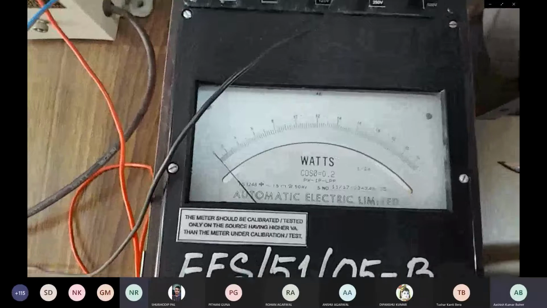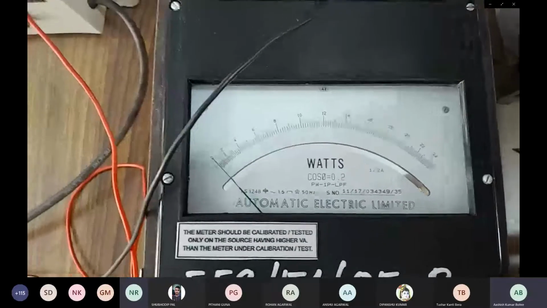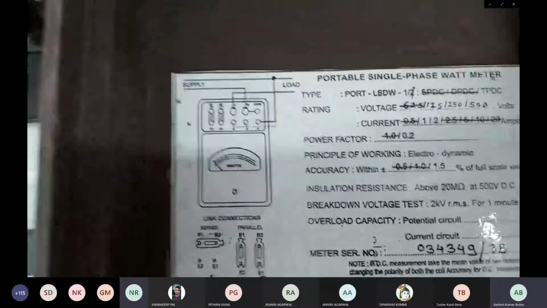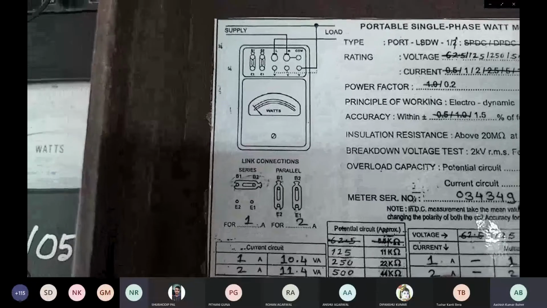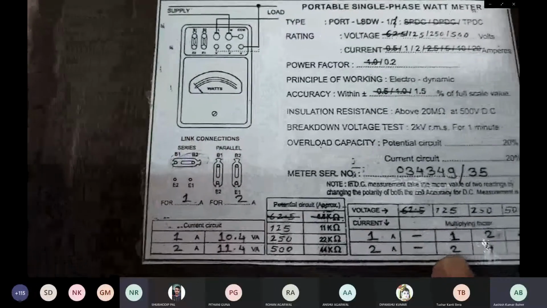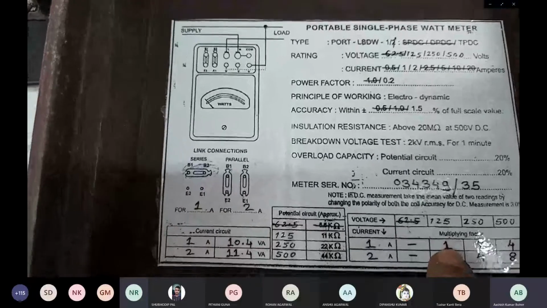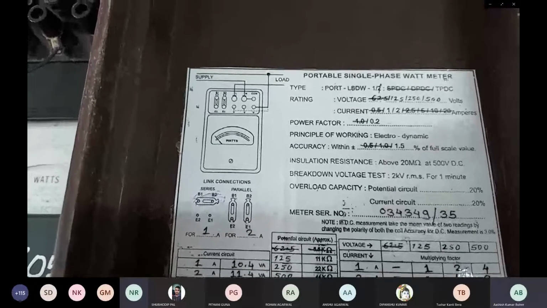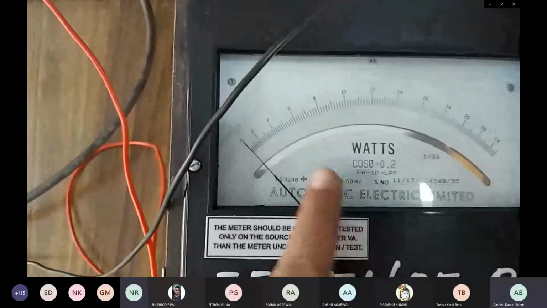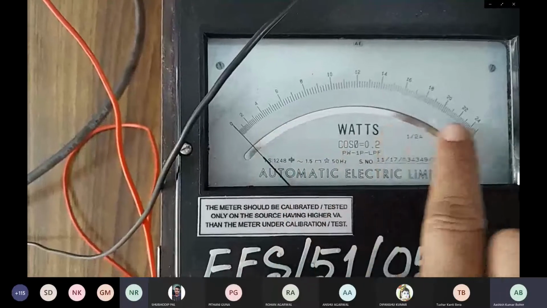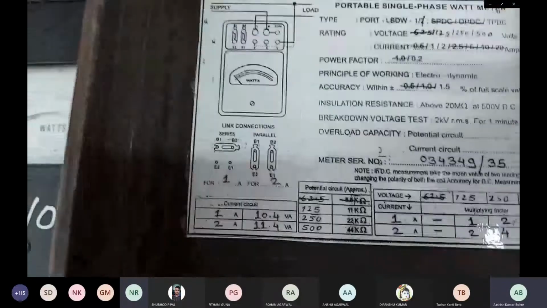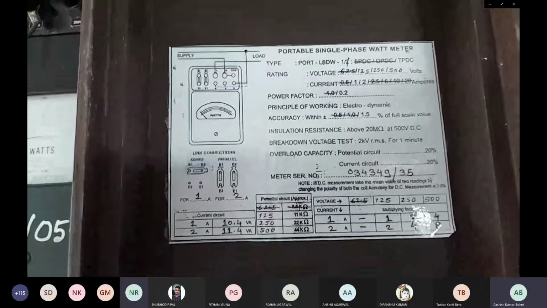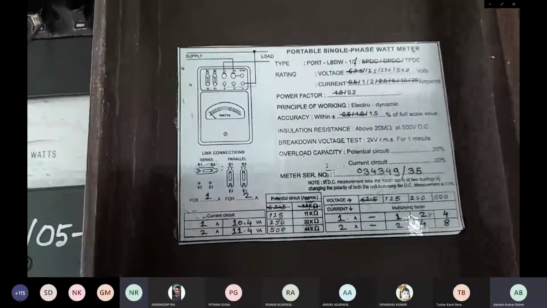If the multiplying factor is 2, then to find the actual reading, whatever the wattmeter gives we have to multiply by its multiplying factor. If you are operating at 125 and 2 ampere, your multiplying factor will be 2, and you always multiply the wattmeter reading by 2, or whatever the multiplying factor is. Here it is very easy: the multiplying factor is 1, so there is no need to multiply anything. Always take whatever reading comes.